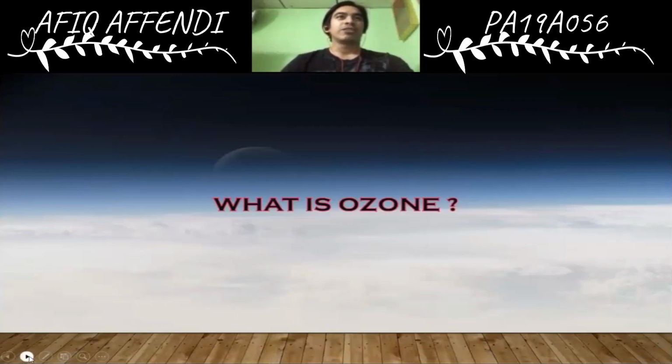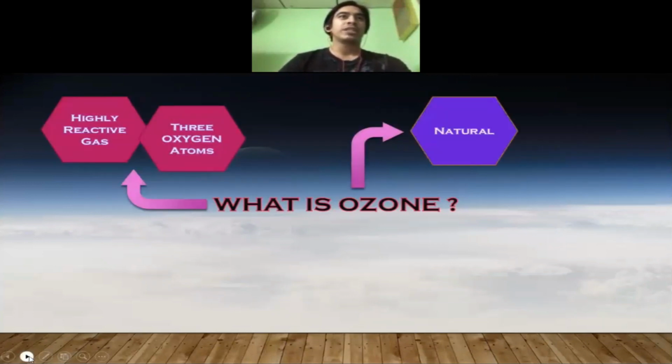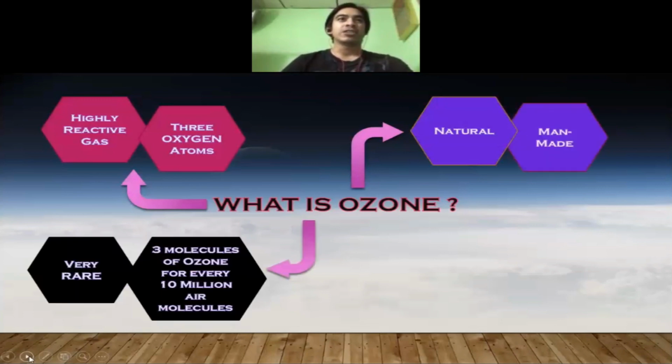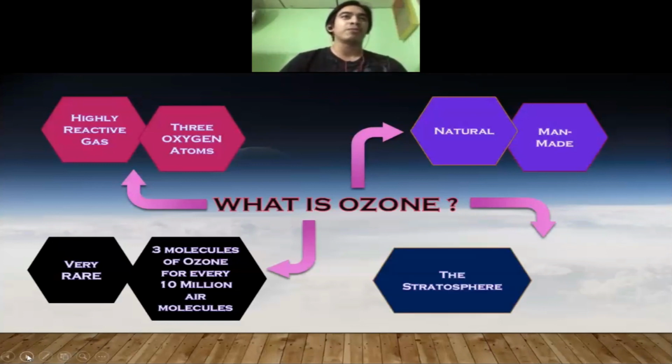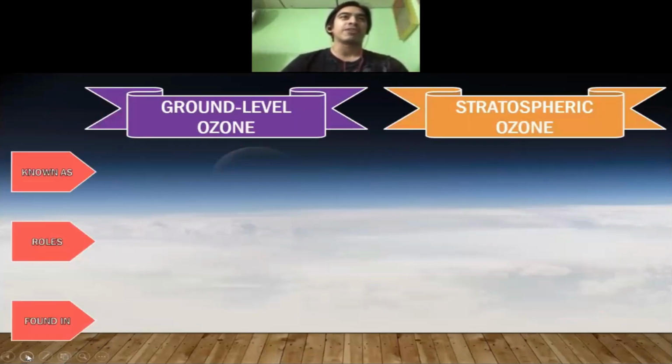What is ozone? Okay, ozone is a highly reactive gas composed of three oxygen atoms. Ozone is both natural and a man-made product that occurs in Earth's atmosphere. Other than that, ozone is very rare in our atmosphere, averaging about 3 molecules of ozone for every 10 billion molecules. In spite of this small amount, ozone plays a vital role in the atmosphere. Ozone is located in two regions, which are the upper atmosphere, stratosphere, and the lower atmosphere, troposphere. Depending on where the ozone is in the atmosphere, ozone affects life on Earth in either good or bad ways.